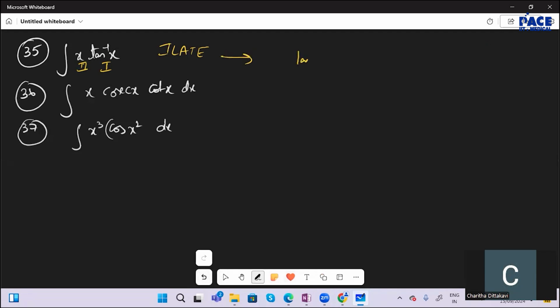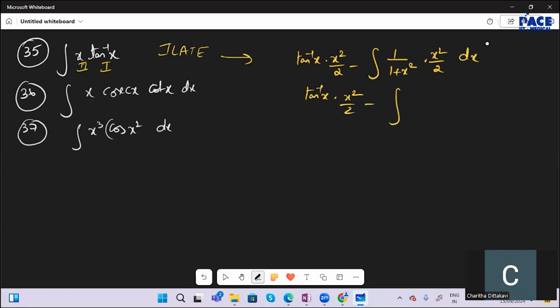First function is tan inverse x into integral of second, which is nothing but x square by 2, minus integral of derivative of first. Differentiation of first, tan inverse x, is nothing but 1 by 1 plus x square, into integral of second, that is x square by 2 dx. So what are we left with? You are left with tan inverse x into x square by 2 minus, 1 by 2 out, integral of x square by 1 plus x square dx.